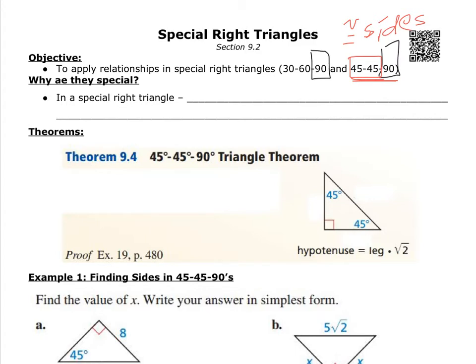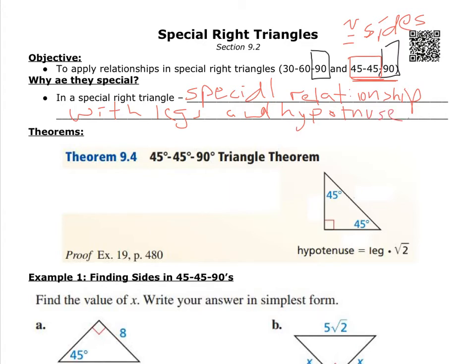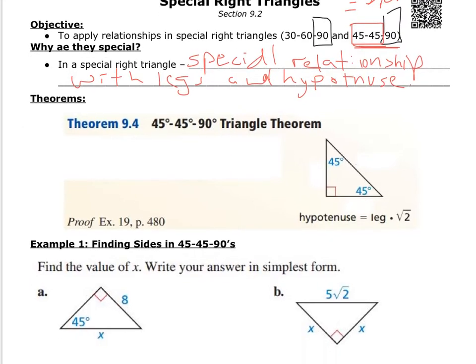So there's a little statement that says, why are they special? Well, in a special right triangle, whether it's a 30, 60, 90 or a 45, 45, 90, there's what I call a special relationship with the legs and the hypotenuse. And you'll see what I mean here in just a second.